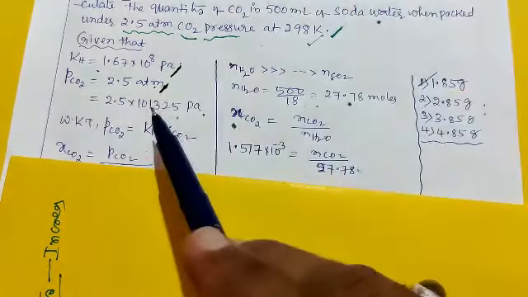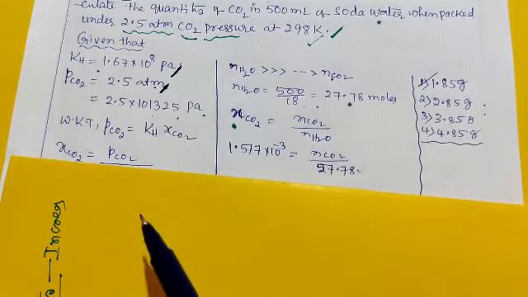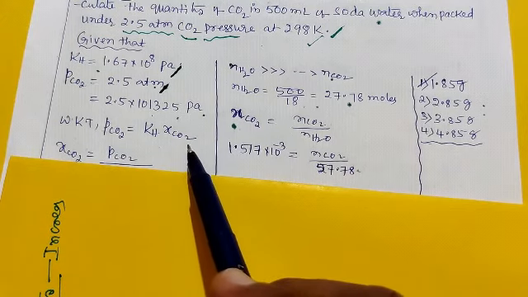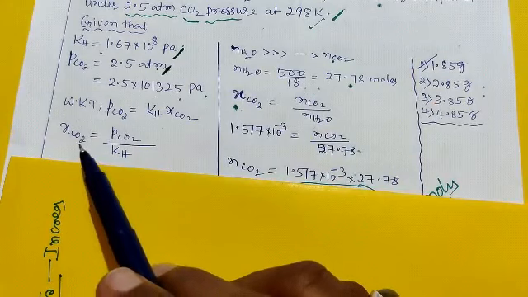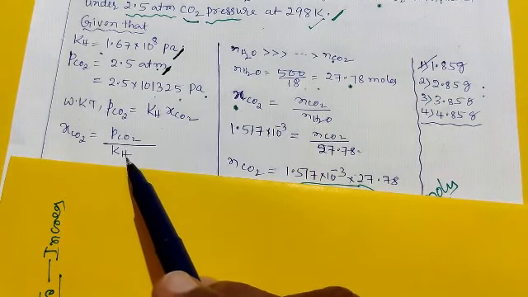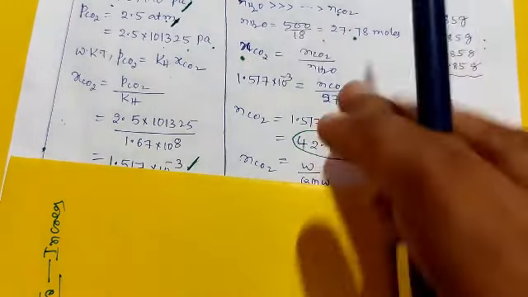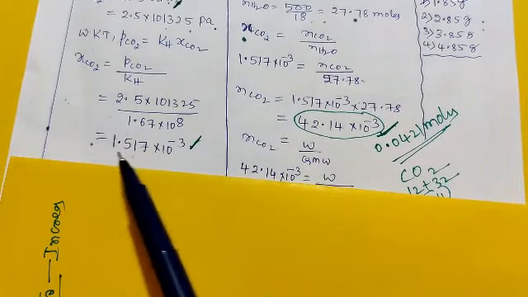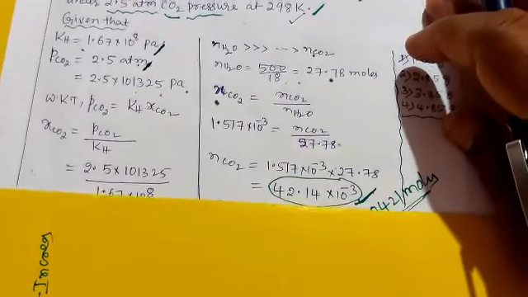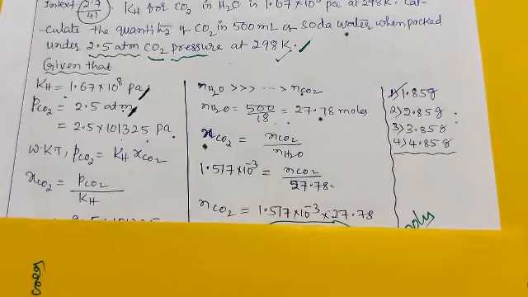Here 1 atmosphere we know is 101.325 pascals. Multiply with that, then we get pascals. We know that partial pressure is equal to KH into mole fraction of carbon dioxide. First we want the mole fraction of carbon dioxide, which by the simple formula is partial pressure of carbon dioxide by the KH value, the Henry's law constant. We know this value, substitute here, and we get the mole fraction of carbon dioxide. Using this we calculate the quantity of carbon dioxide, meaning number of moles or weight.